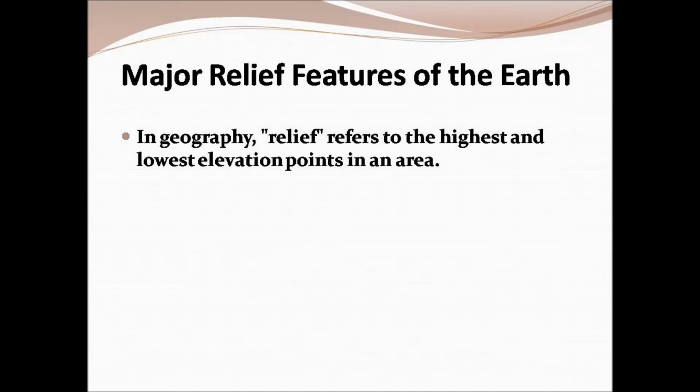Major relief features of the Earth. What is meant by the term relief features? In geography, the term relief means the highest and lowest elevation points in a particular region. Elevation means the height, that is a raised or elevated area. So in geography the term relief means the highest and lowest elevation points in a particular region. It may be either a mountain, a valley or a hill.